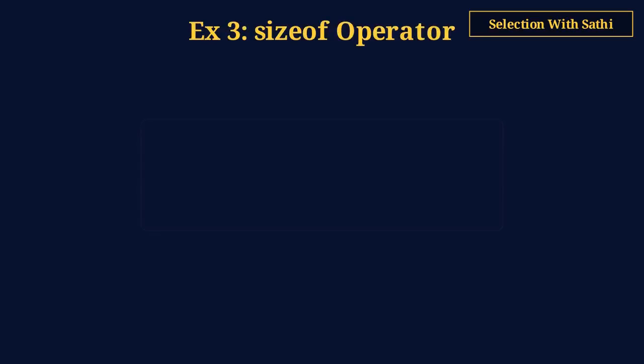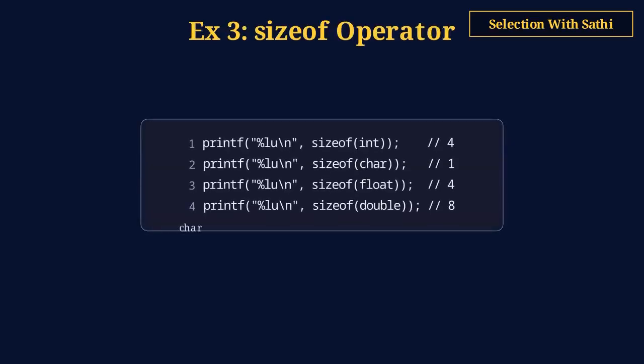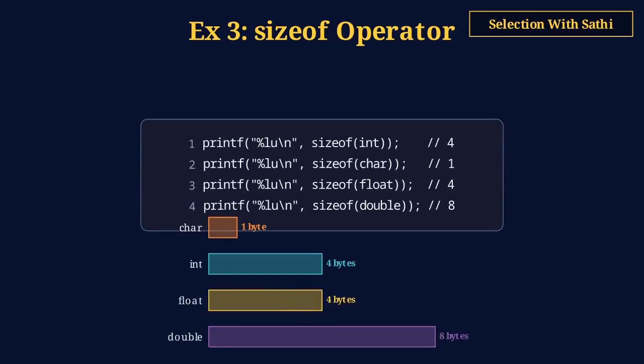Third example, sizeof operator. Sizeof tells you how many bytes a data type occupies in memory. Sizeof int returns 4. Sizeof char returns 1. Sizeof double returns 8. This operator is evaluated at compile time, not runtime, so it has zero performance cost.